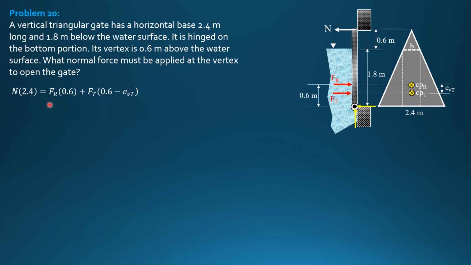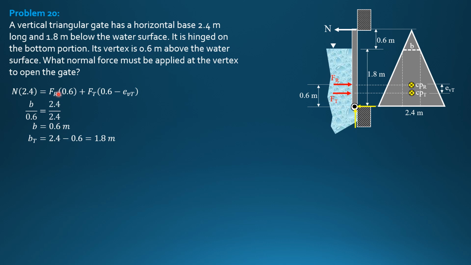Before Fr, let's solve for B. By similar triangles, B is to 0.6 as 2.4 is to 2.4 also. So therefore, B is also 0.6. If B is 0.6, then the base of the triangle would be 2.4 minus 0.6, and that is 1.8, for calculation of area later. So we can now solve Fr.